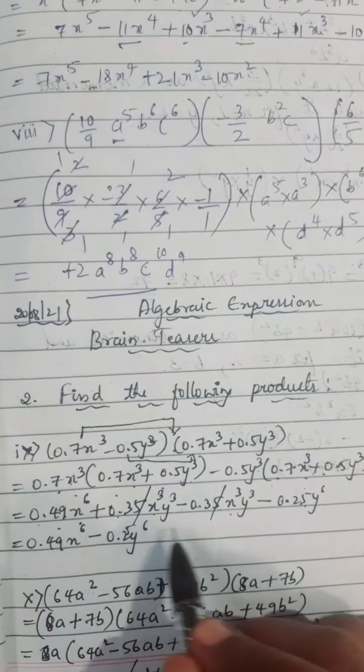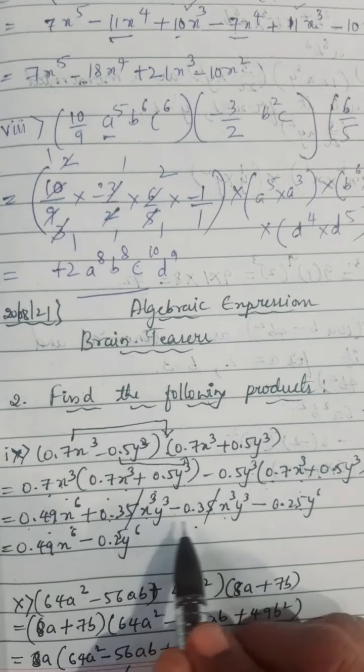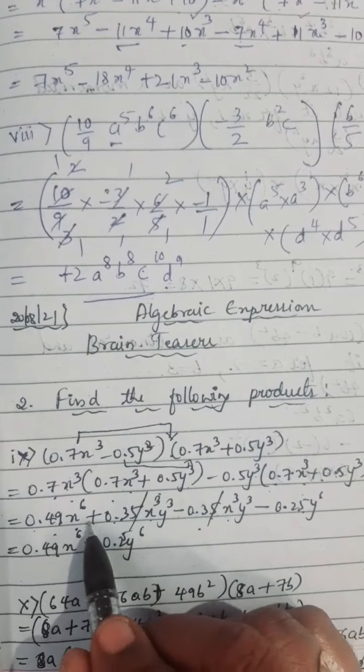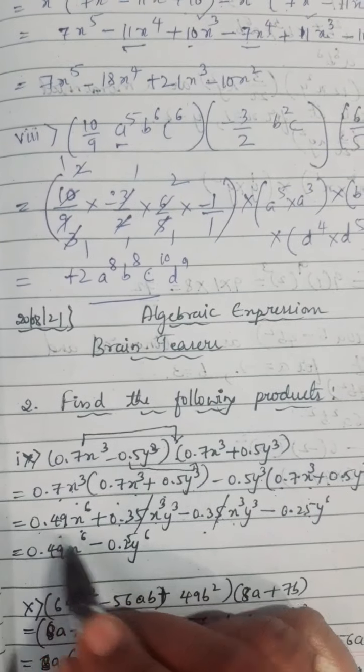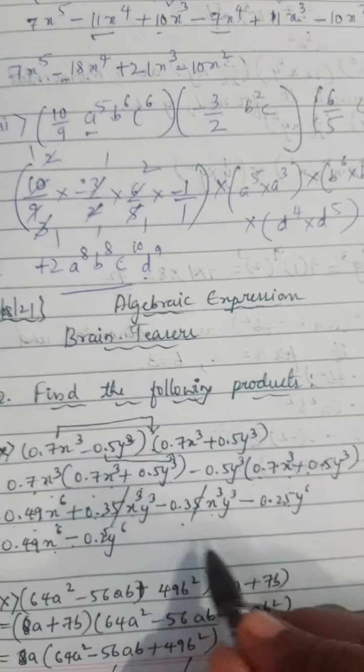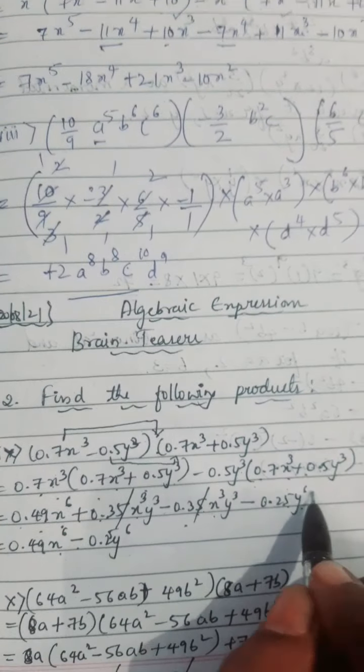So here these two terms get cancelled because they are same like terms but with the negative sign. 0.49x to the power of 6 minus 0.25y to the power of 6 is the final answer.